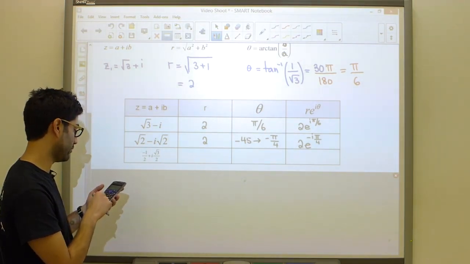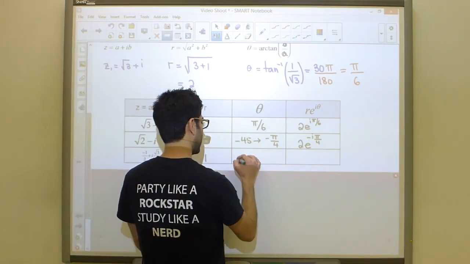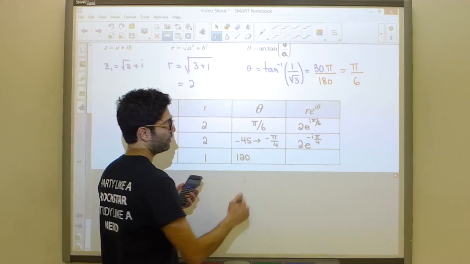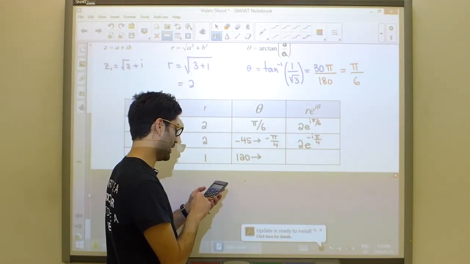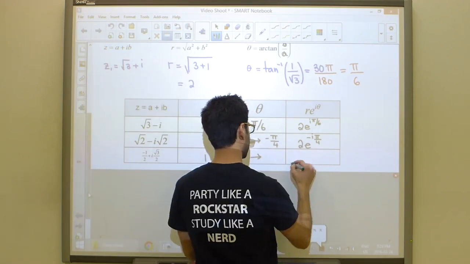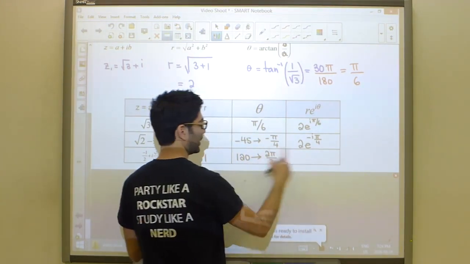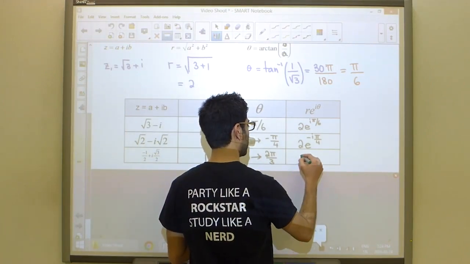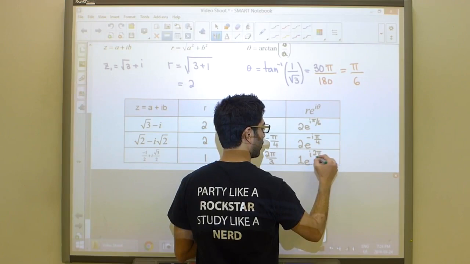So negative 1 and root 3. Working this out, we get a radius of 1 and theta equals 120. Remember, you're going to slap on a pi and divide by 180, so that's going to give us 2 pi over 3. And converting it into polar form, we get 1e to the i 2 pi over 3.